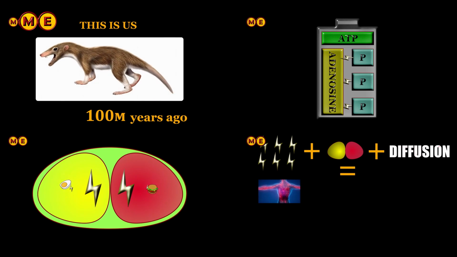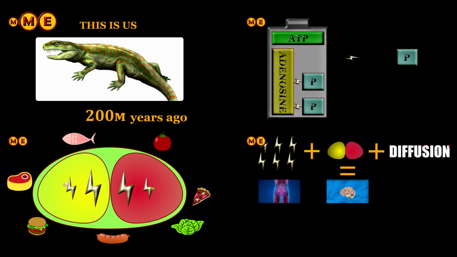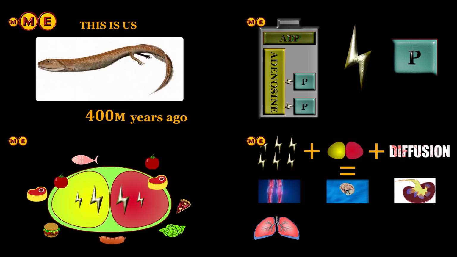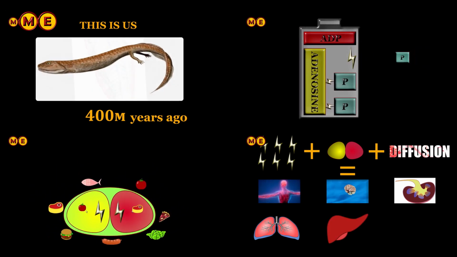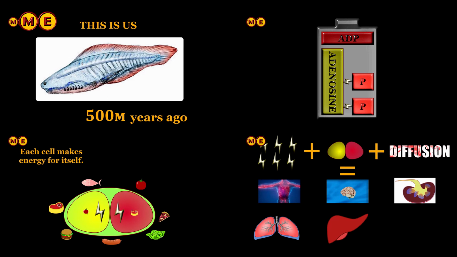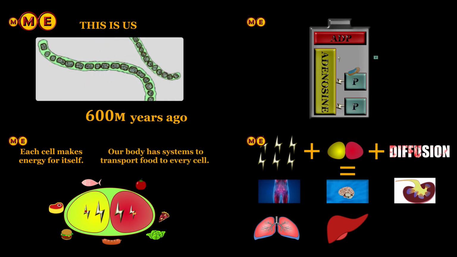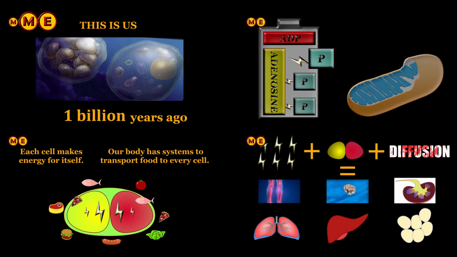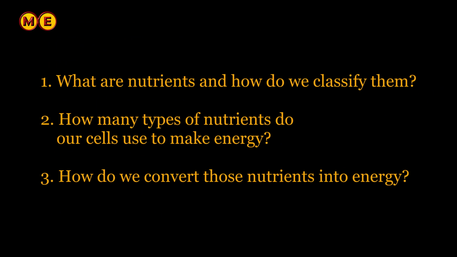Those two requirements that Mother Nature set in front of us forced us to evolve, to be able to make energy from many nutrients and to be able to extract a large amount of energy from them. So in this episode, we're going to talk about the nutrients we make ATP from, and we will try to find the answers to a few questions. What are nutrients and how do we classify them? How many types of nutrients do our cells use to make energy? And how do we convert those nutrients into energy? So, if you're ready, 3, 2, 1, let's roll!